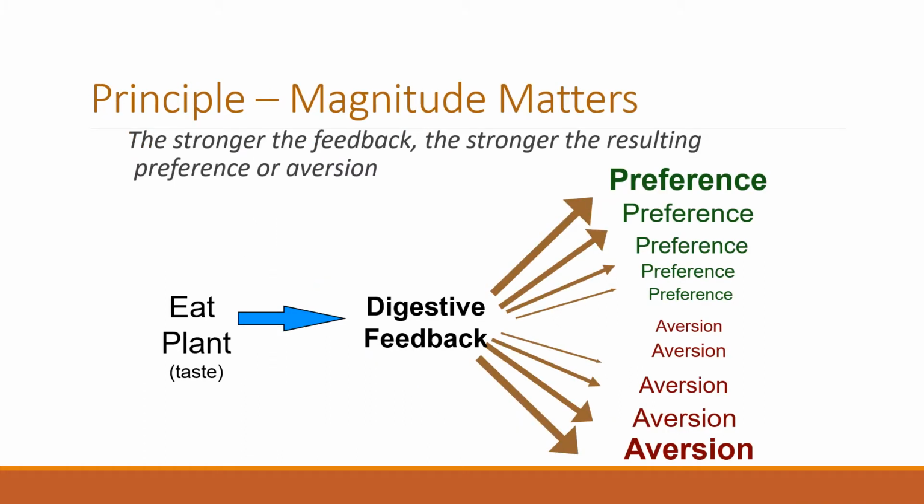One other thing that we know about preferences and aversions is that the magnitude matters. If you eat a food and you get a very strong positive feeling, you'll form a stronger preference for it, rather than if you just get a weak or moderate positive feedback. For example, celery is a good example. It doesn't make you sick, but there's not much in it that really gives you an energy boost. So I don't know anyone that has a really strong preference for celery.